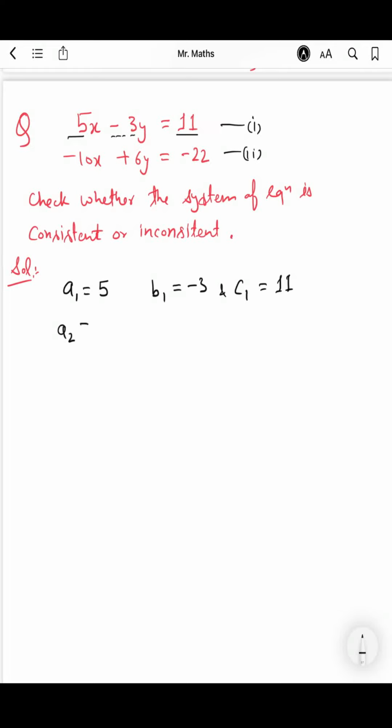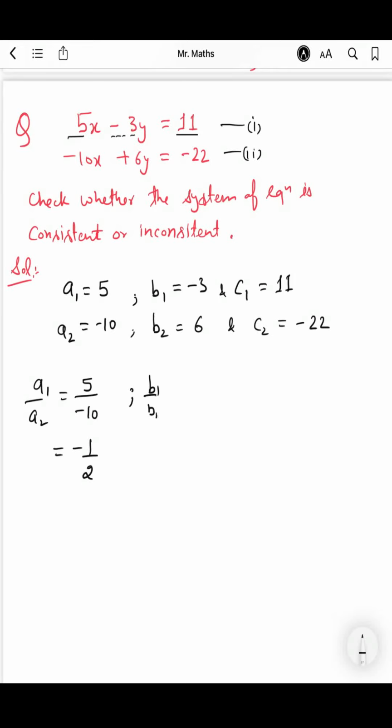Now figuring out A2: A2 is minus 10, B2 is 6 and C2 is minus 22. Now let us find out the ratios. A1 upon A2 is 5 upon minus 10, which reduces to minus 1 by 2. In case of B1 upon B2, it is minus 3 by 6, which is again minus 1 by 2. Now for C1 upon C2, C1 is 11 and C2 is minus 22. We cancel and again get minus 1 by 2.